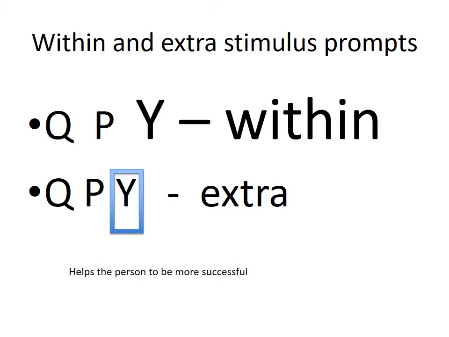An extra stimulus prompt is something in addition to the stimulus. Here we drew a square around it. We could draw a circle, point an arrow, something. Gesture with our finger, point at it. This helps the person to be more successful. Again, this happens before the behavior of them choosing the letter.